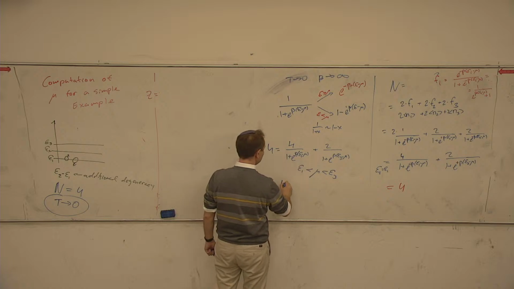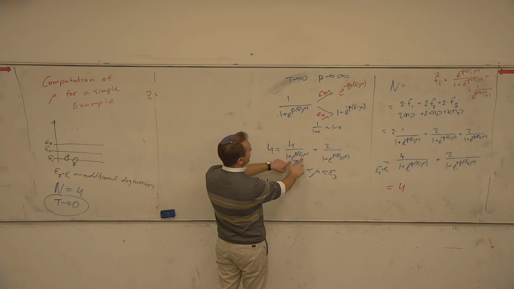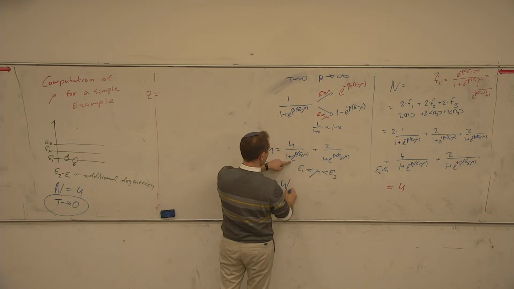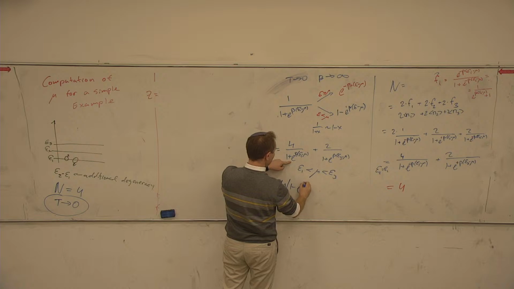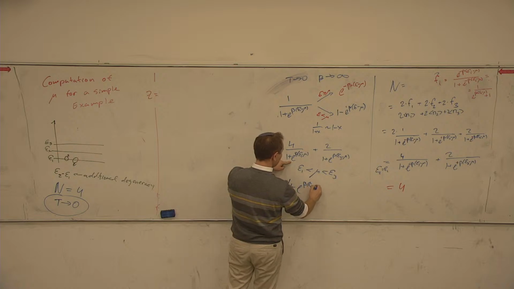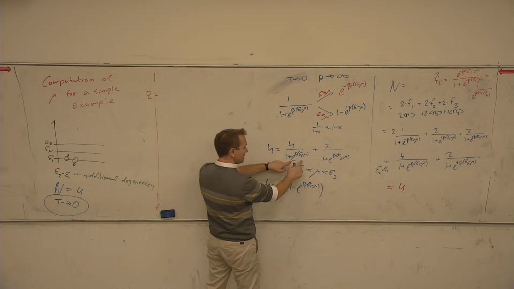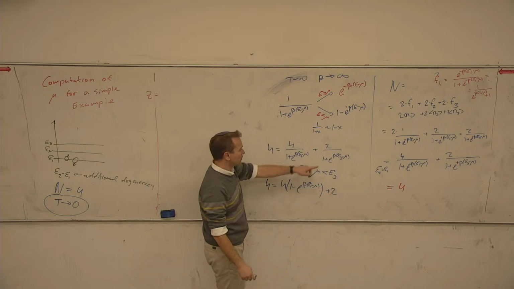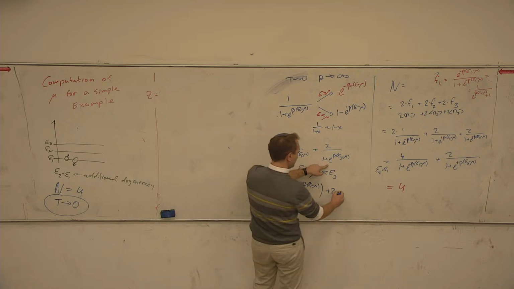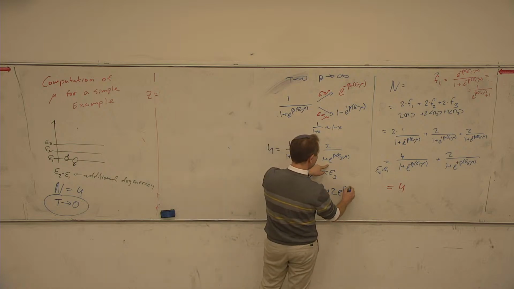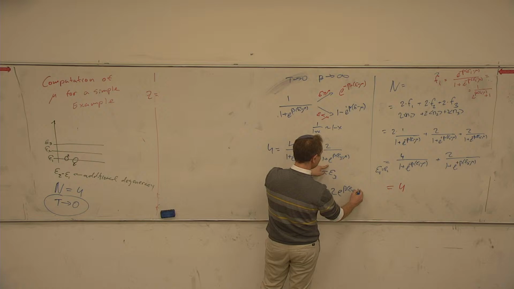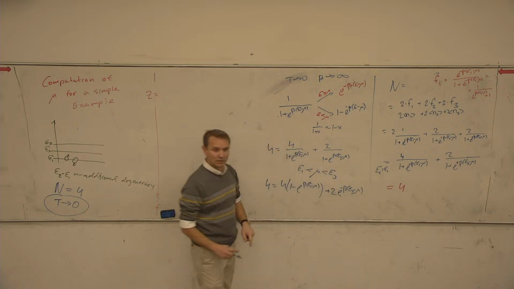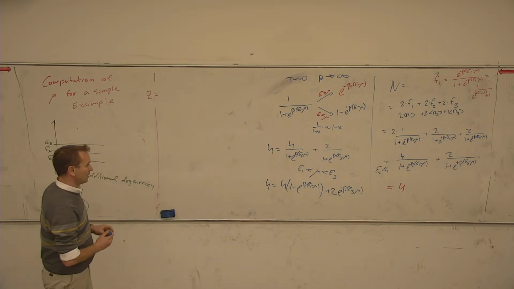So we have 4. When epsilon 1 is smaller than mu, we have this: 1 minus e to the power beta (epsilon 1 minus mu). Okay, this comes from this term. Now plus 2. And from this term, we obtain e to the power beta (epsilon 3 minus mu), with minus, right? Okay. Great.